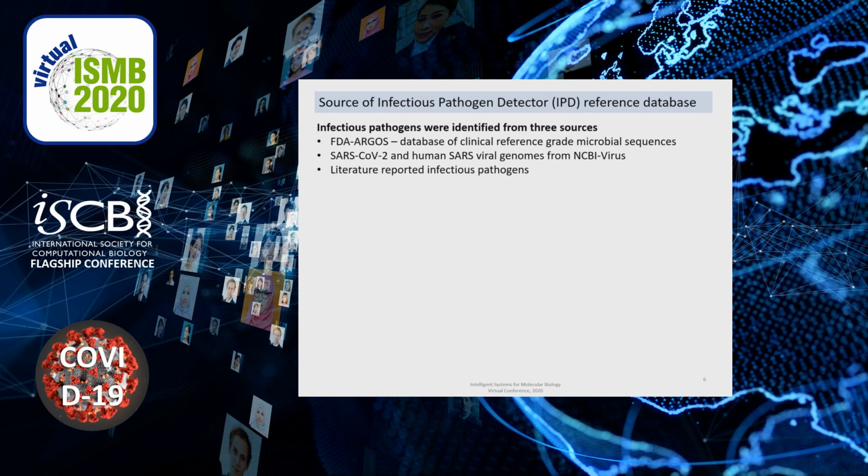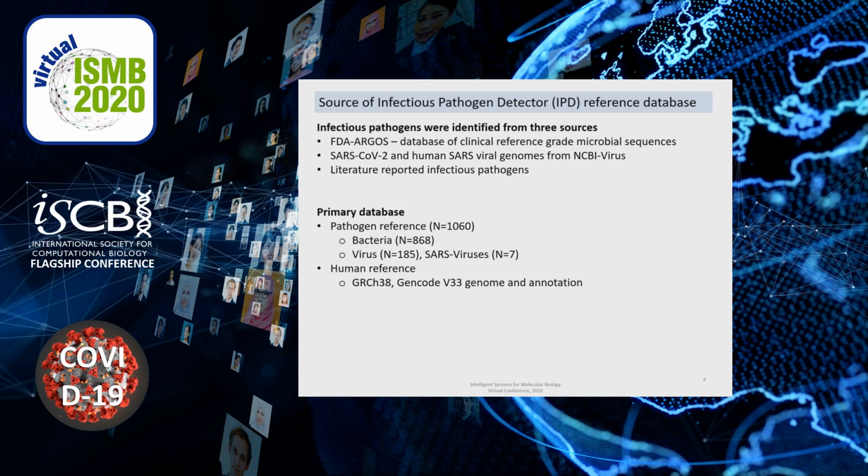So the database mainly consists of the infectious pathogens from FDA Argos as well as literature. And the database is divided into primary and secondary database that I'll be showing in the coming slides. The primary database consists of both viruses and bacteria, which is composed of 1060 distinct species in total.